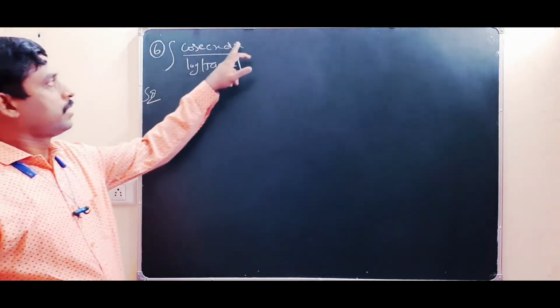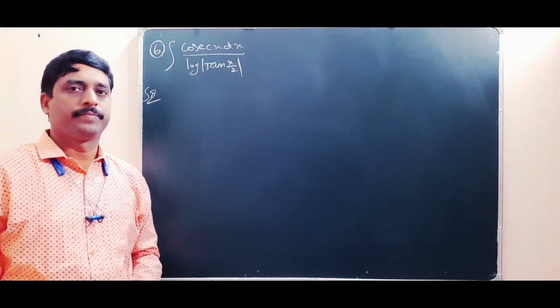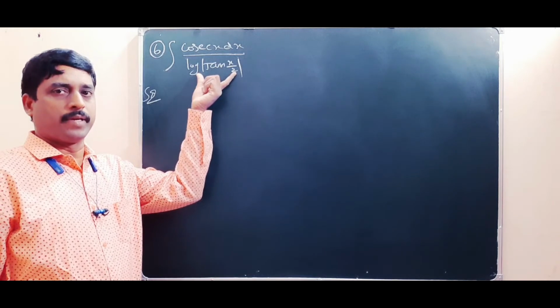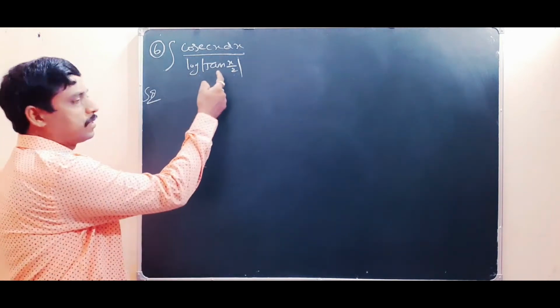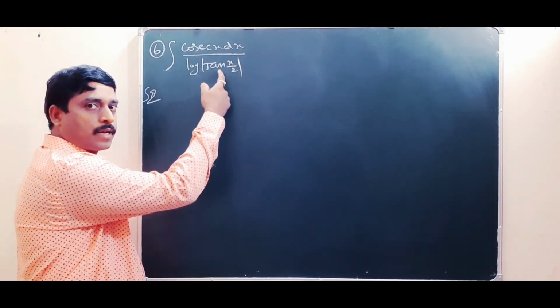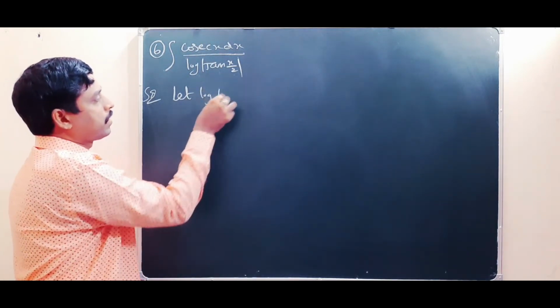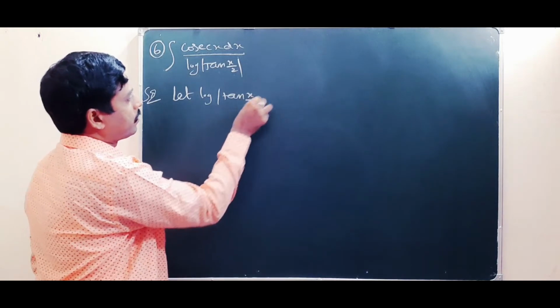Integral of cosecant x dx by log of tan x by 2. Okay, so let us take log tan x by 2 equal to t, because the differentiation of log tan x by 2 is cosecant x. So let us take log of tan x by 2 equal to t.